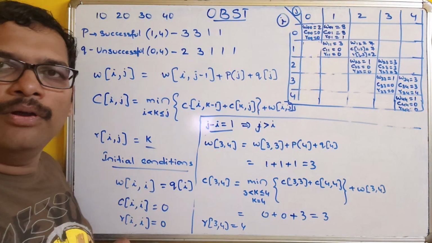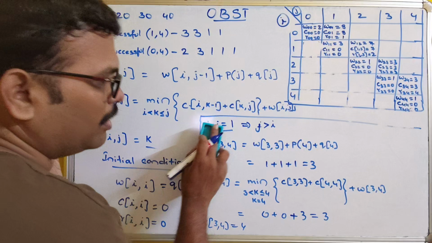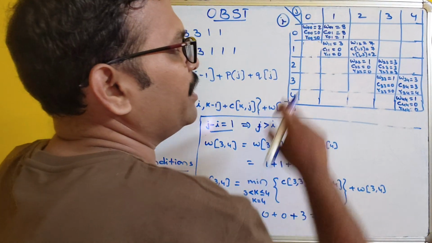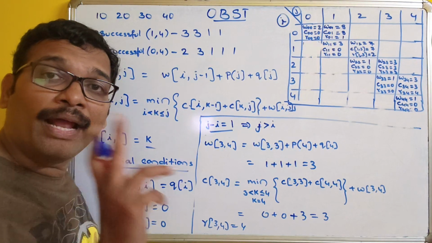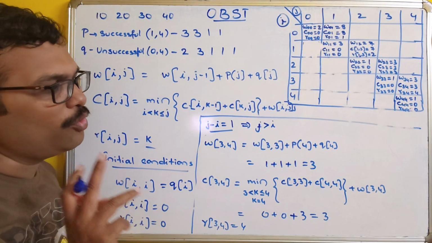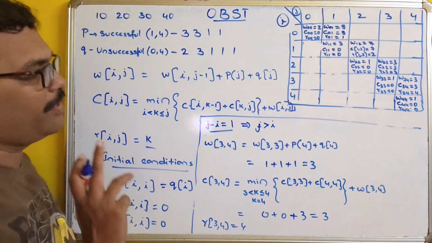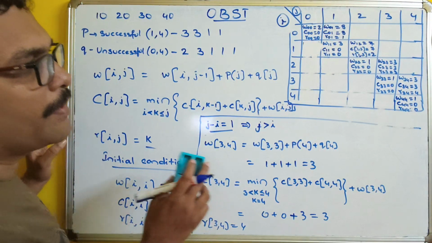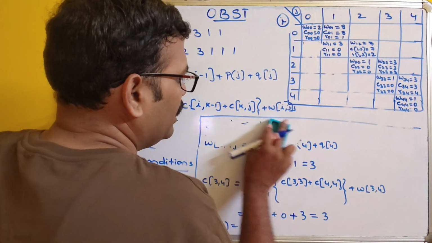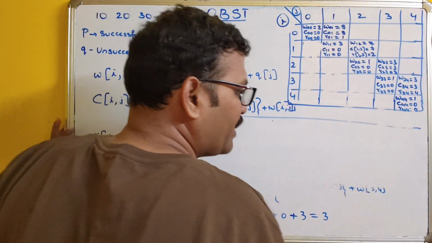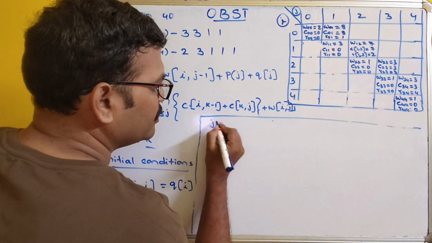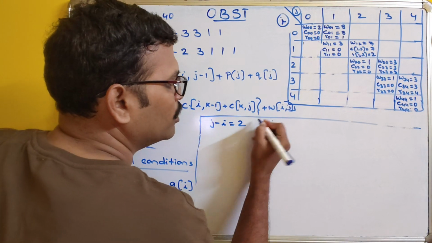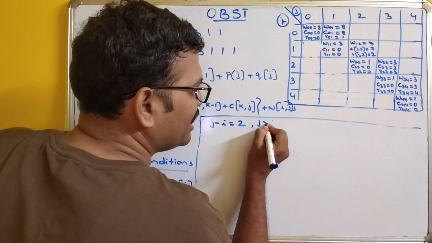Now see, this diagonal is completed, which means the case where the tree has only one element. Now let us consider the second one. If the tree has two elements, that is j minus i is equal to 2, so j is greater than i.